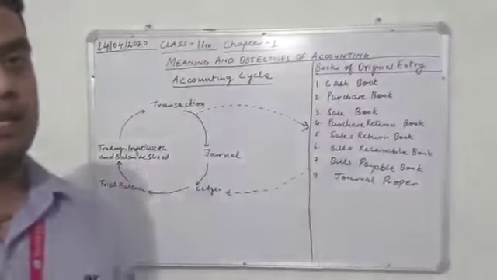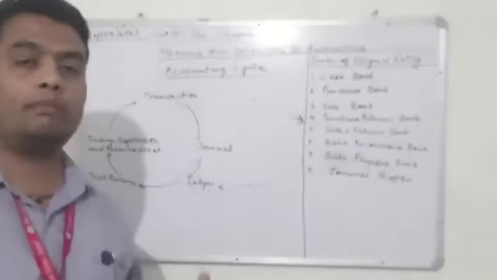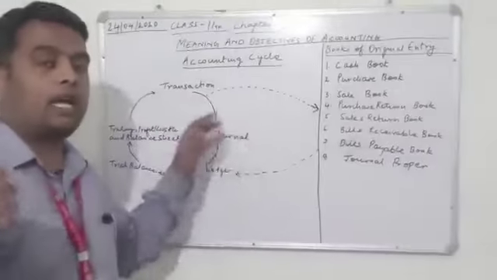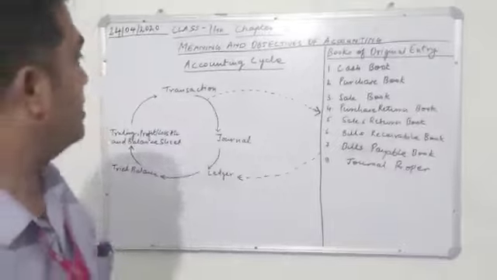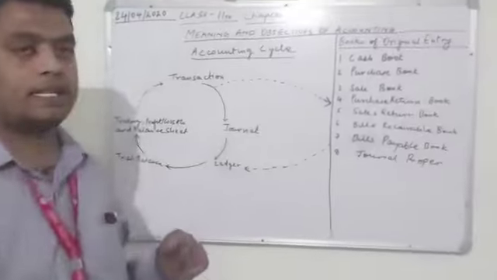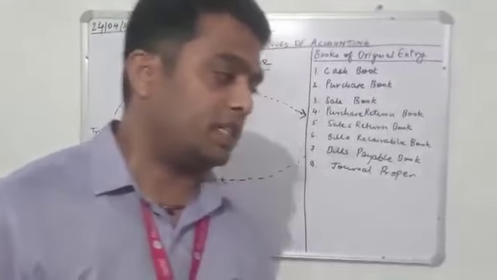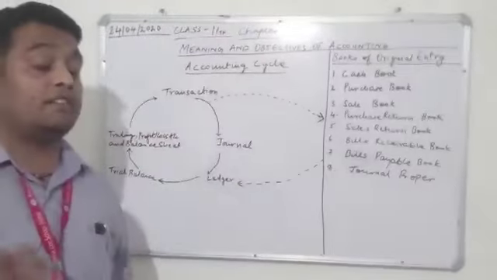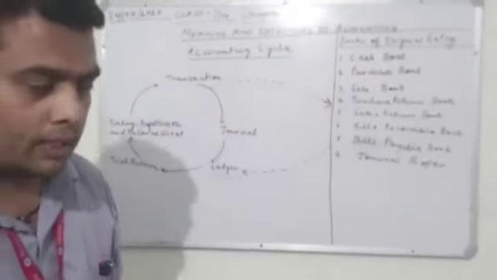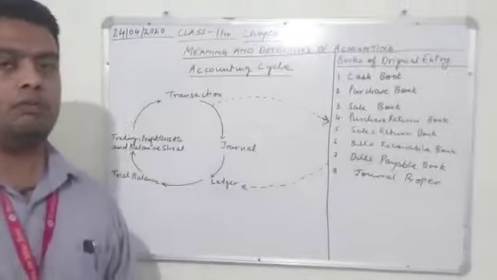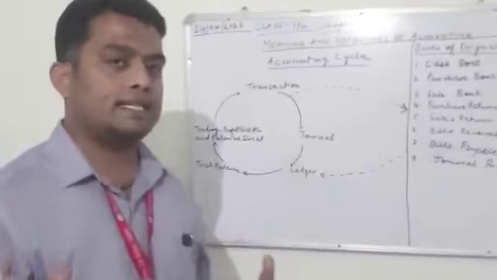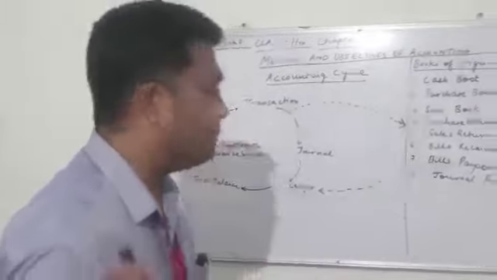In the last class, I explained the very basics of accounting. I explained the first chapter, and we will be continuing with the same chapter today: meaning and objectives of accountancy. In the last class I explained what the objectives of accountancy are, what accounting is, and the definition of accounting. Now today we will be moving a bit further. Since this subject is new, we will be moving step by step. We will not be in a hurry, so that your basic concepts are clear.